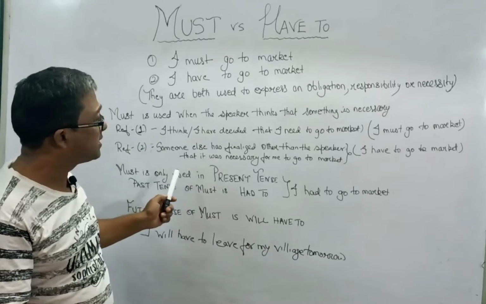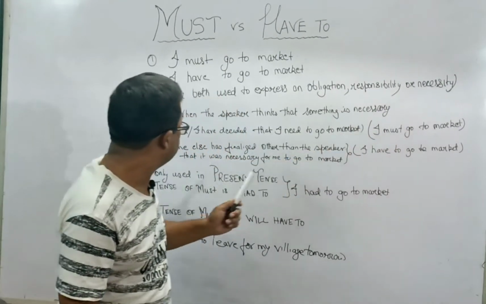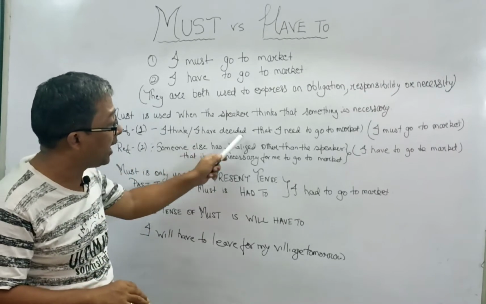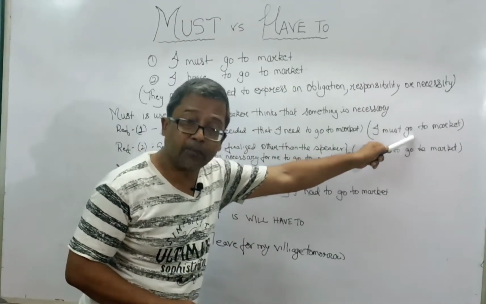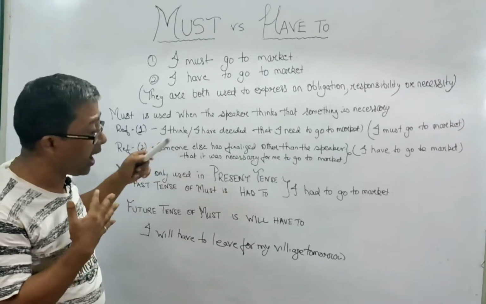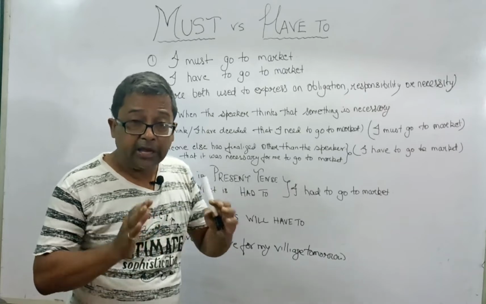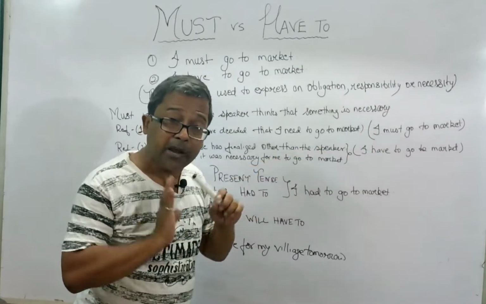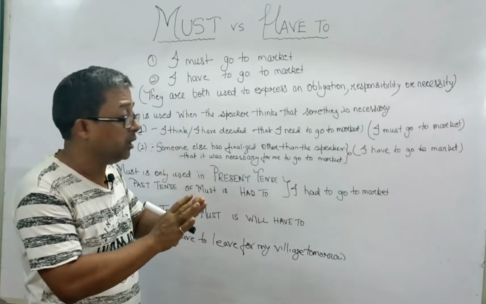When I say I must go to the market, it means I think, or the speaker has decided, that he needs to go to the market. So I must go to the market means I think or I have decided that I need to go to the market. Clear? It is from the speaker's side. The speaker thinks it is necessary now to go to the market.